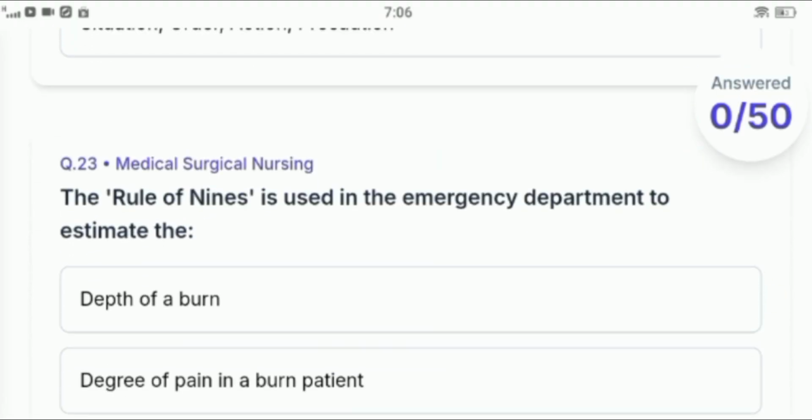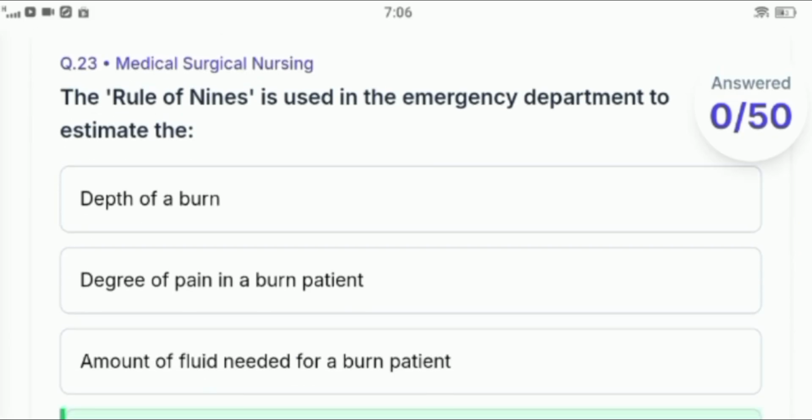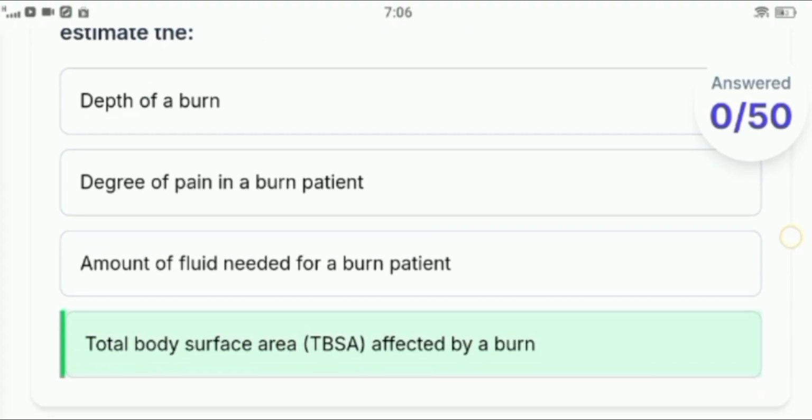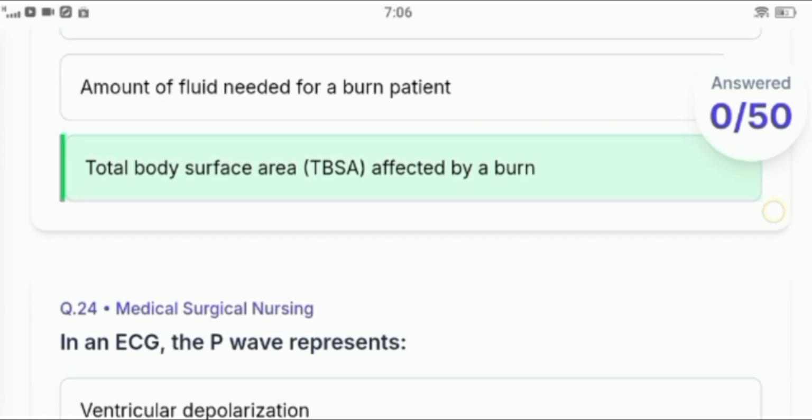23. Medical surgical nursing. The rule of nines is used in the emergency department to estimate the option A depth of a burn, B degree of pain in a burn patient, C amount of fluid needed for a burn patient, and D total body surface area affected by a burn. So the correct answer is D.